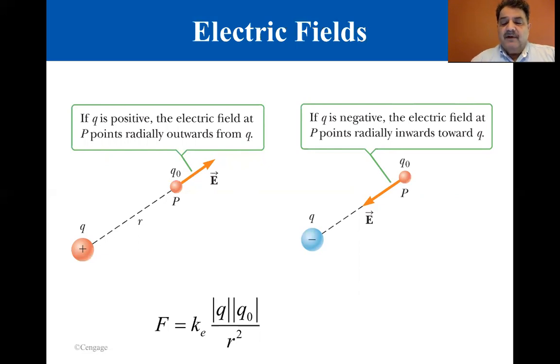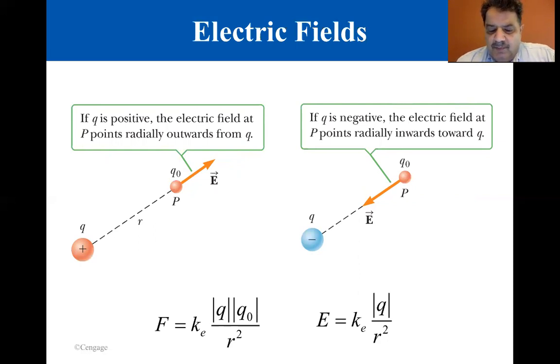Because the magnitude of the electric field at the position of the test charge is defined as E equals F over Q sub 0, you can see that the magnitude of the electric field due to the charge Q at the position of Q sub 0 can be written as shown here. E is equal to k sub e Q over r squared.